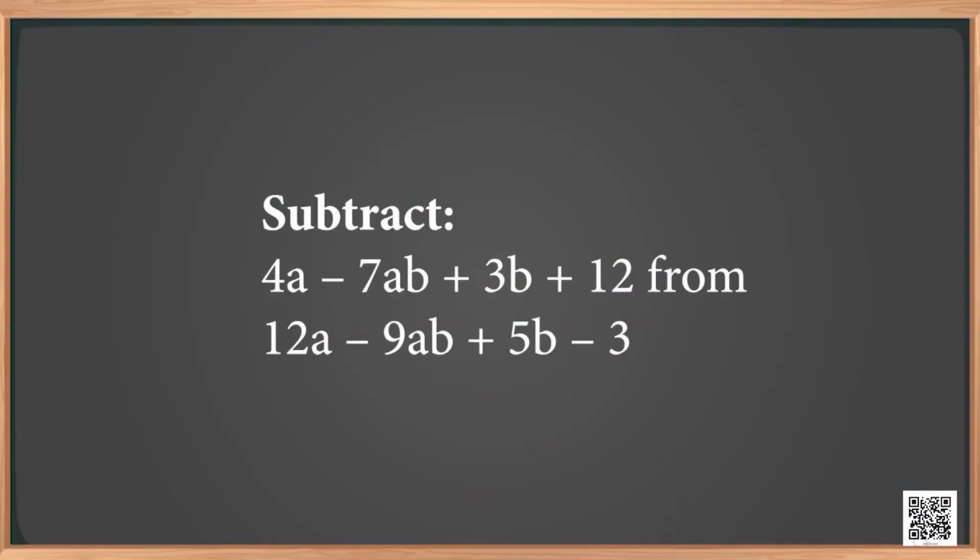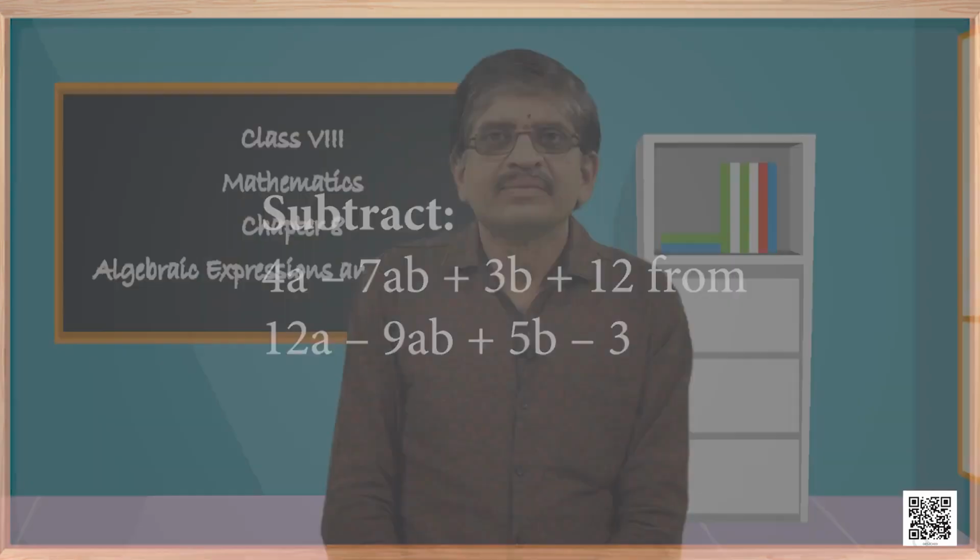You now try to solve the following problem on your own. Subtract 4a minus 7ab plus 3b plus 12 from 12a minus 9ab plus 5b minus 3. Multiplication of algebraic expressions. Introduction.